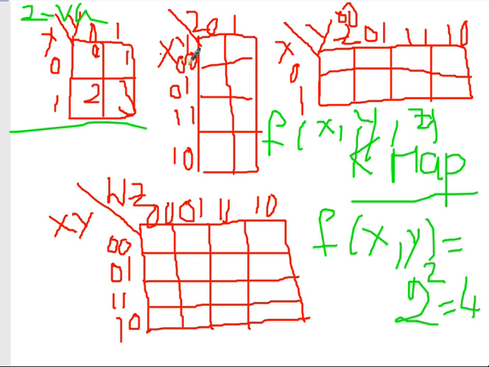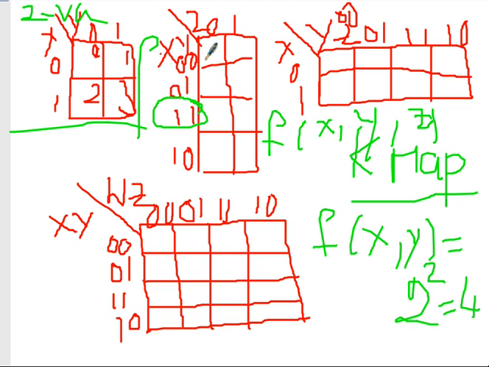So what are the four combinations of x, y? 0, 0, 0, 1, and you have to write 1, 1 here. This is the gray code representation. Each adjacent cell will have only one bit variation. So for that you have to write 1, 1 and then 1, 0.